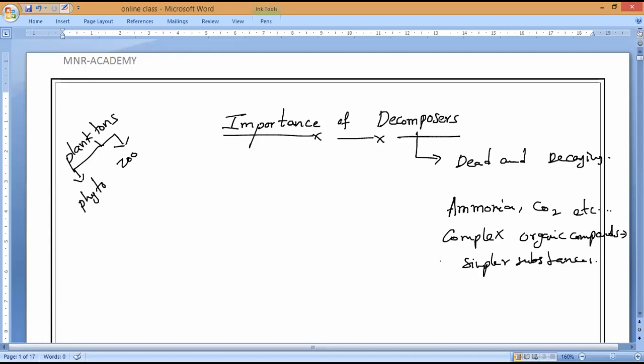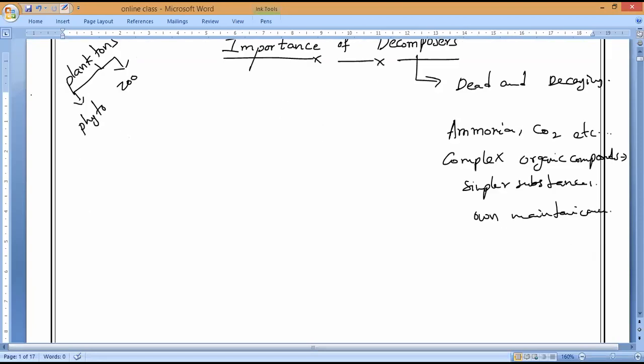Now, they will absorb only some of these simpler substances, for their own maintenance and their own survival. And what will happen to the remaining? Guys, what will happen to the remaining? They will release it into the soil, water and air, and it will be helpful as good fertilizer to grow the plants again. So that is why we can say decomposers help in the recycling of materials in the ecosystem. Is it yes or no?